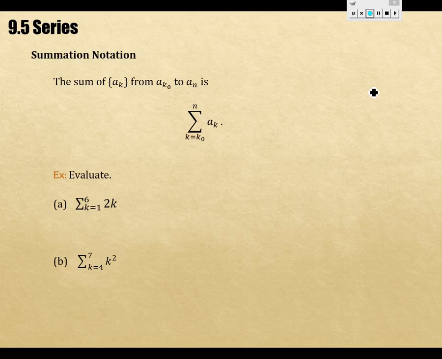Okay, guys, we have a lot to do here. Okay, K equals 1 to 6. So what does that mean? It means let K be 1 and 2 and 3 and 4 and 5 and 6. Plug those into this explicit formula, which is pretty simple here.